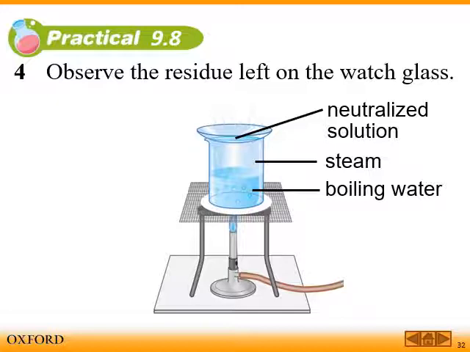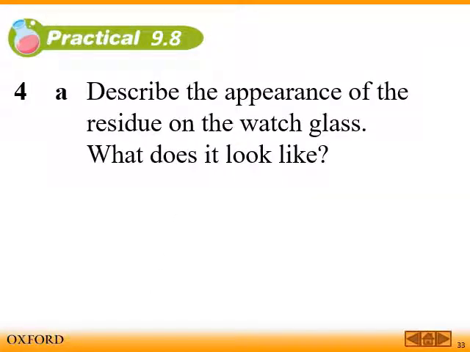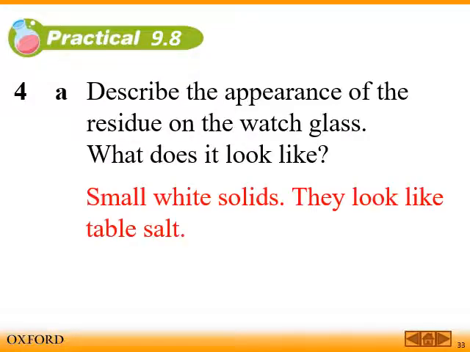We have to observe the residue, that is the solid left on the watch glass. What's the color of the residue? We can describe the appearance of the residue on the watch glass. What does it look like? It could be some white solid. Actually, this white solid is table salt when all the liquid evaporates. This white solid, that is table salt, is left on the watch glass.